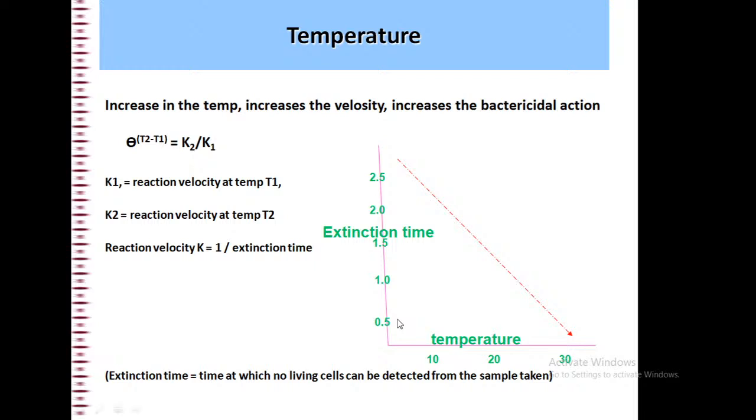the temperature coefficient is T1 T2, equal to K2 divided by K1. K1 is the reaction velocity at temperature T1, and K2 at temperature T2. Here taking two different temperatures. K is one divided by extinction time. Extinction time is the time at which no living cells can be detected from the sample taken. So at that time there is overall total destruction of the microorganisms from the sample.